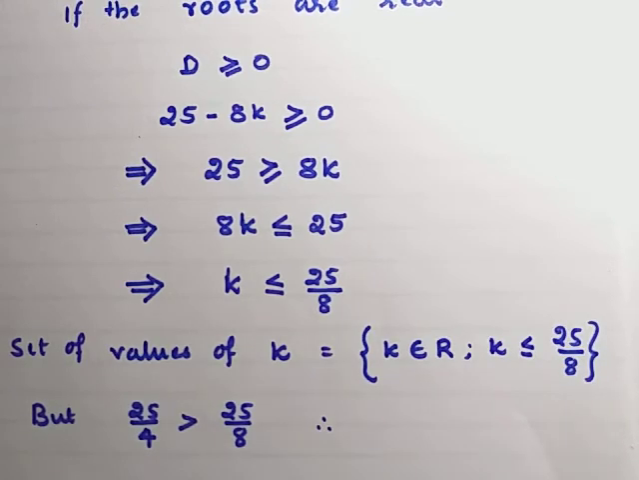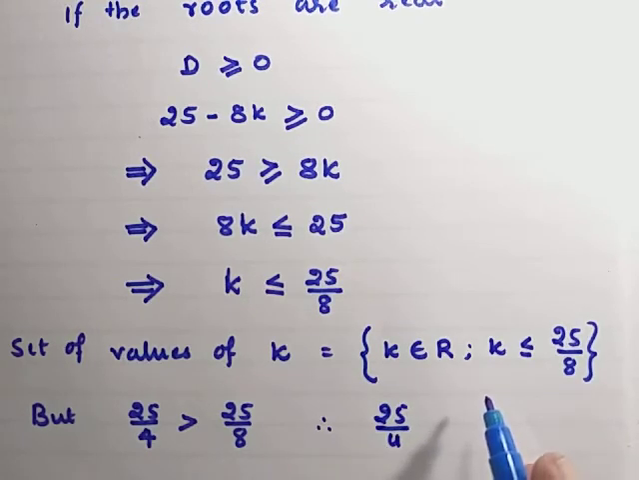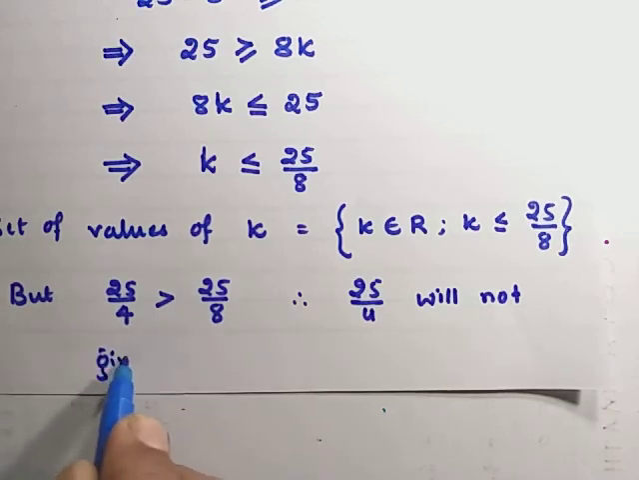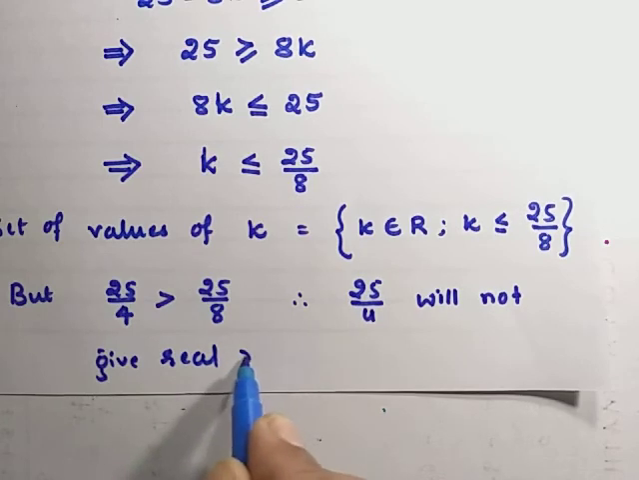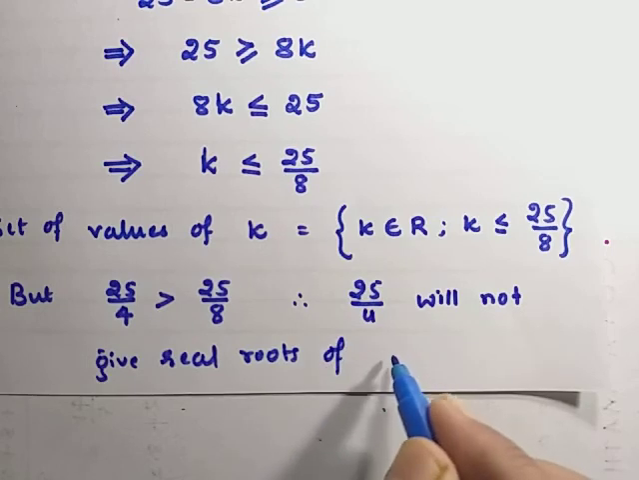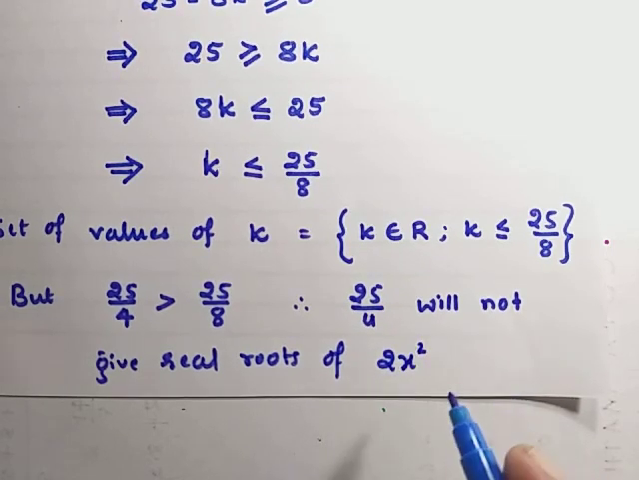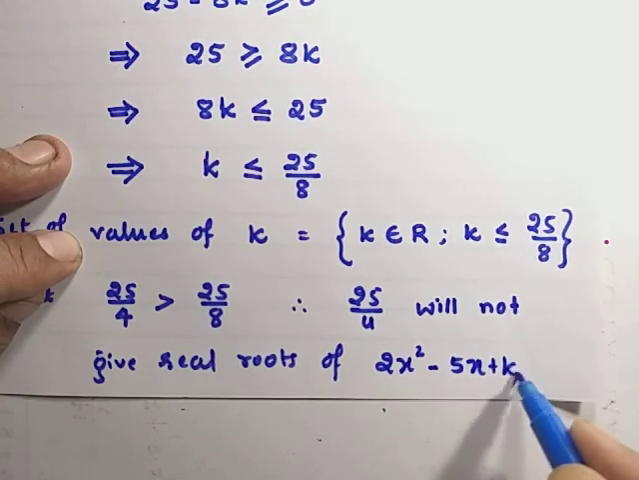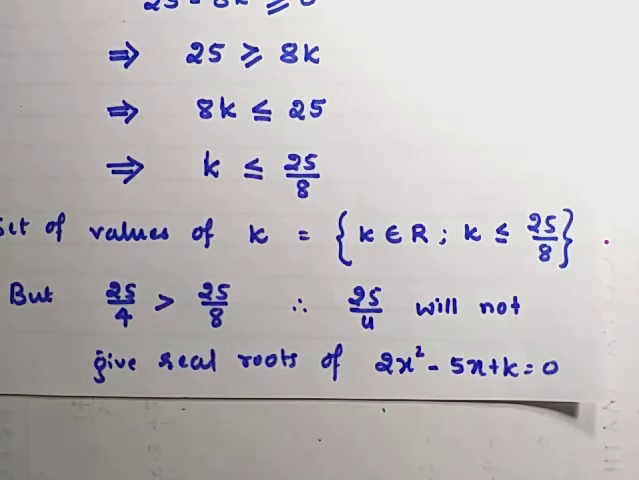Therefore, 25 by 4, which is equal to k, will not give real roots of 2x square minus 5x plus k equal to 0. This is how you need to test it.